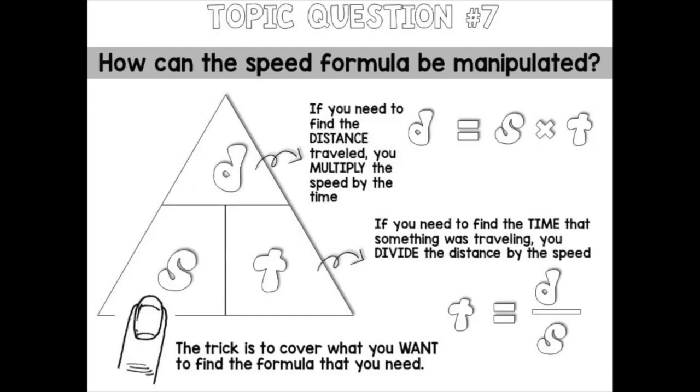So if you need to find the distance traveled, you multiply the speed by the time. If you need to find the time that something was traveling, you divide the distance by the speed. And the trick is just to cover up what you want to find, and the formula that you need. So you just take your finger and cover up one of the letters and it gives you the other formula.